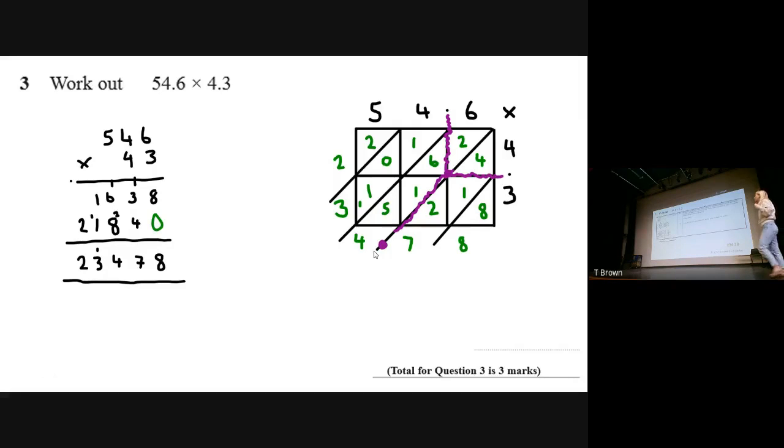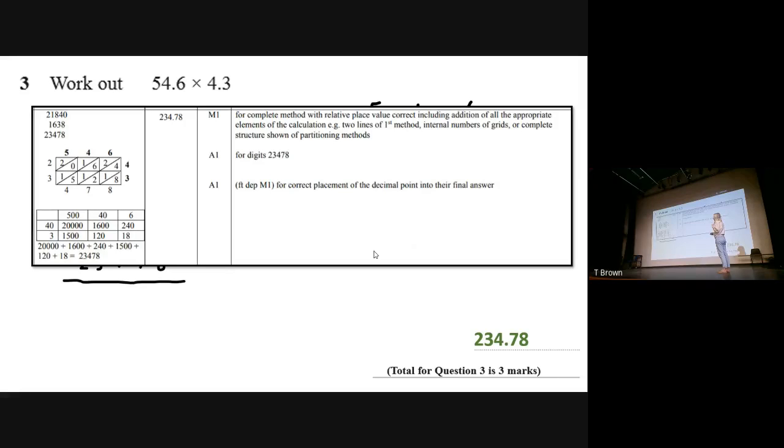Okay, the mark scheme refers to 3 methods. You've got your column method, you've got your Napier's Bones lattice method, the one I just showed you, and then you've got the grid method. Now, I think they teach you this at the end of primary school, and I don't love it. When people get to the addition bit, where they add up all the separate bits, sometimes they line it up wrong, and again, there's a lot of carrying, there's a lot of addition to worry about. I think that doing 20,000 add 1,600 add 240 add 1,500 add 120 add 18 is harder than laying it out like this, personally. But just because of how many times I've seen it go wrong.